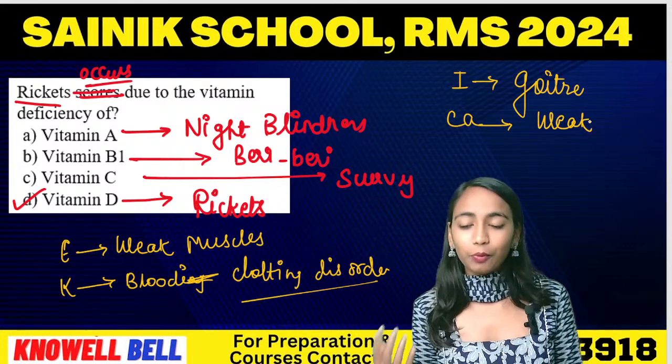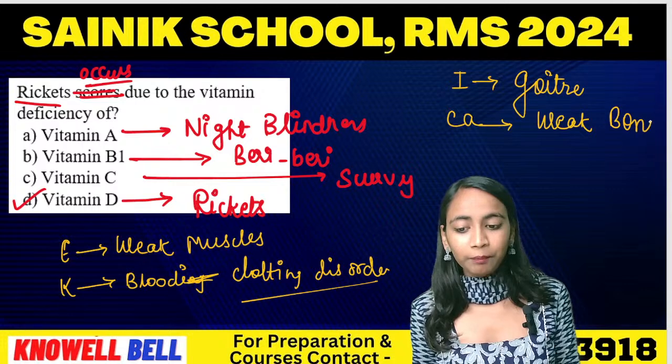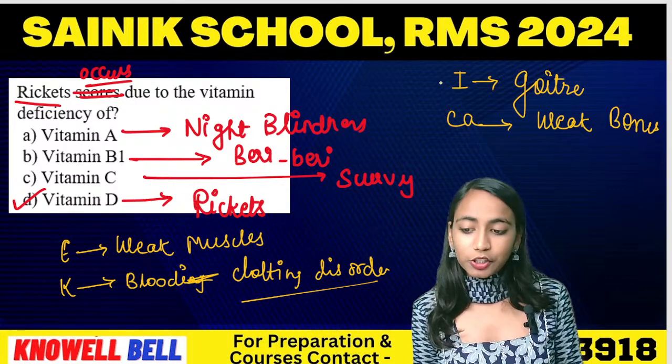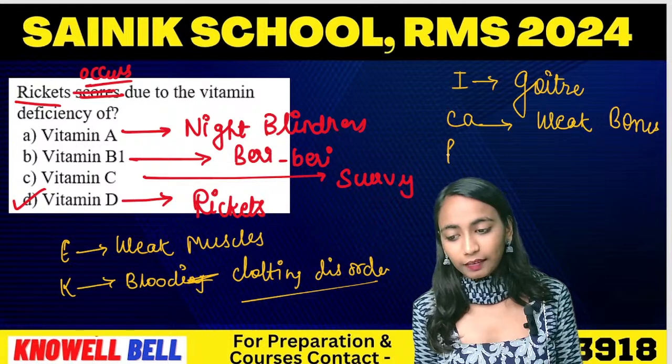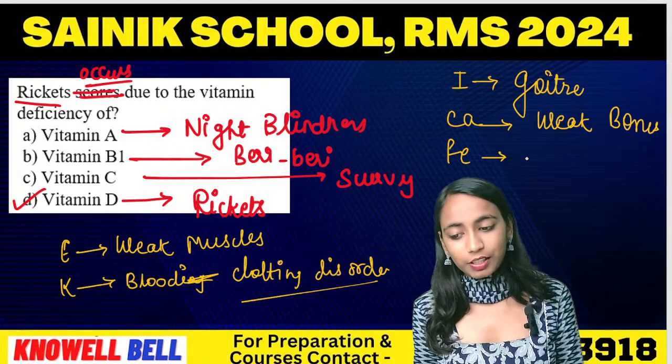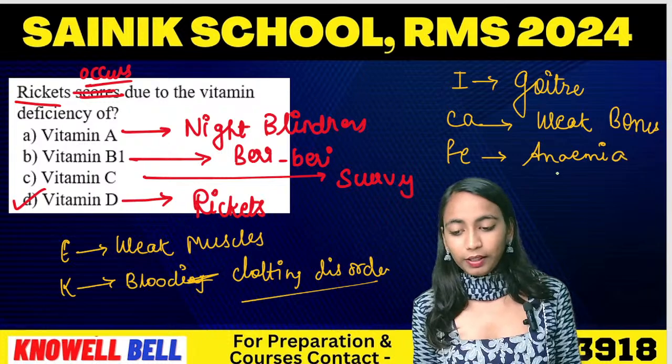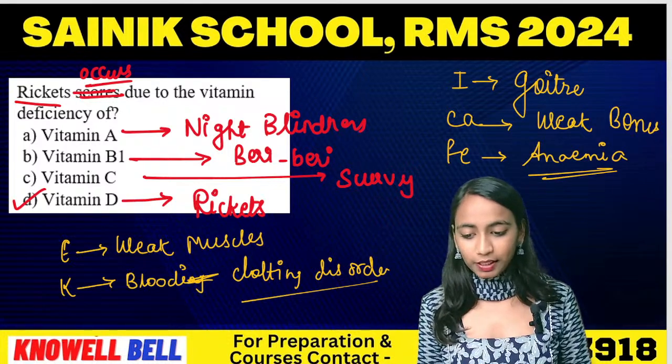Okay, our bone and tooth decay उसी को हम कहते हैं weak bones. And in addition, iodine, calcium. Another कौन सी disease mineral बचा हमारे पास? Iron, Fe. Iron deficiency will cause anemia. Okay, iron deficiency will be causing anemia.